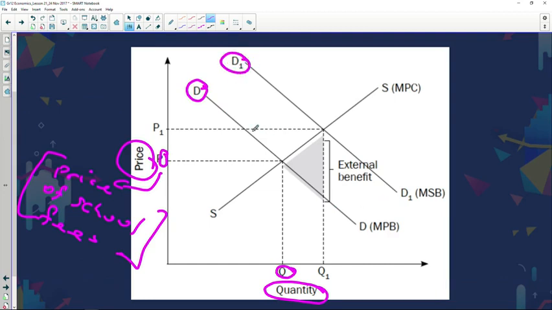Obviously, there has been a shift from this original demand curve into D1. So we would look at what are the causes that resulted in that shift, and also the external benefit will come in quite handy. Okay, so remember, we are looking at the marginal social costs and also the marginal private costs as well.